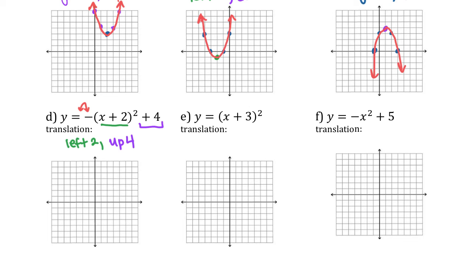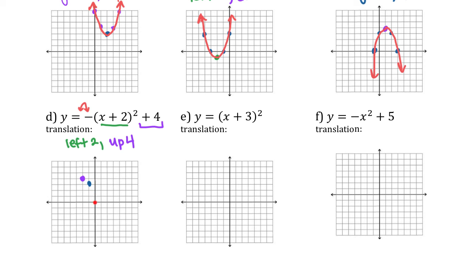So let me start. Vertex is normally at 0, 0. I move it left 2, up 4. 1, 2, 3. Okay, because it's going to open down, I'm going to follow the same pattern, but I'm going to open it down. So from the vertex, right 1, down 1. Okay, and then from the vertex, right 2, down 4.